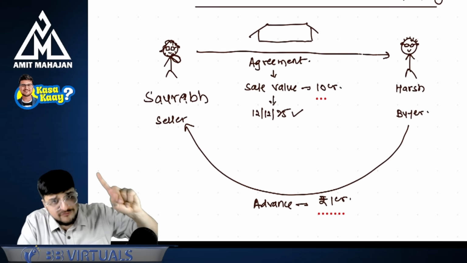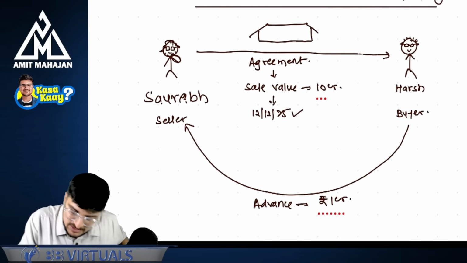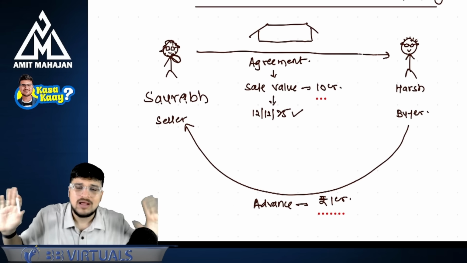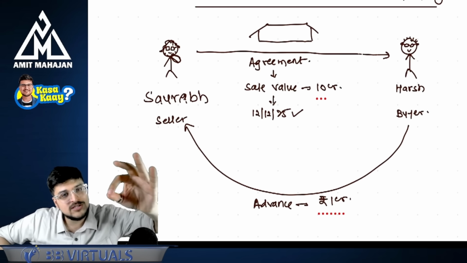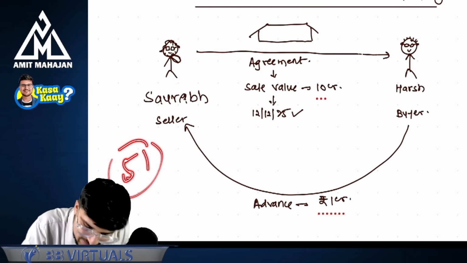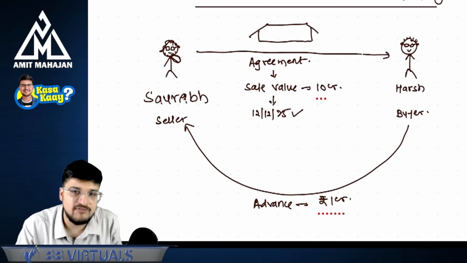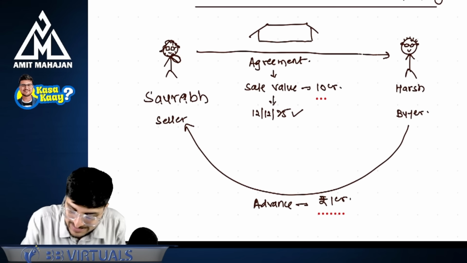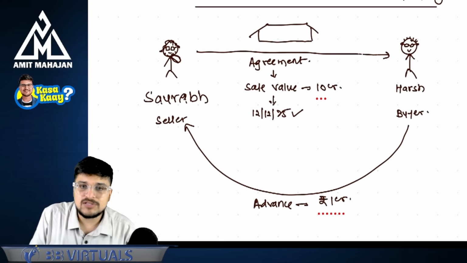Saurabh said that if you do not go ahead with the contract, then you can forget this 1 crore. I'm not going to give you this 1 crore back. This is the concept of forfeiture of advance money, and this was there in section 51 of the Income Tax Act, if you remember. So this is called forfeiture of advance money. We need to identify the taxability of this 1 crore. Please try to understand the taxability of this 1 crore.